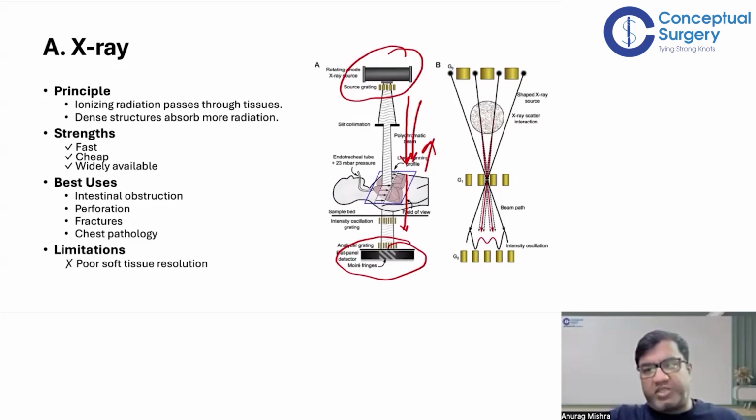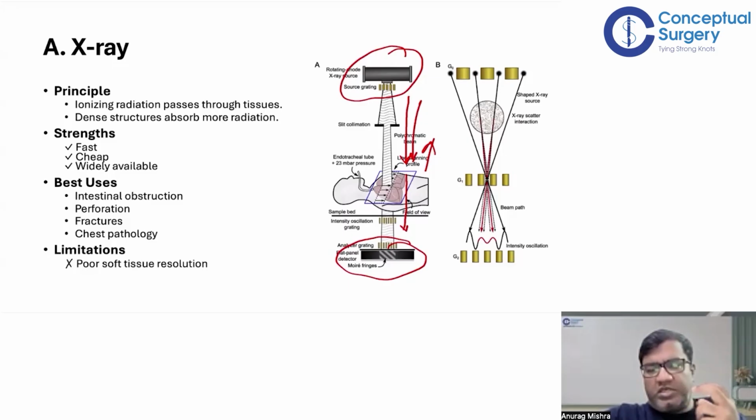So we get a picture. It's like a camera, where light falls on an object, it reflects back, and then the reflected light falls on a photographic film. The same way here, it's an X-ray film. It's not reflecting back, we are capturing, but here we are capturing the passed radiation.